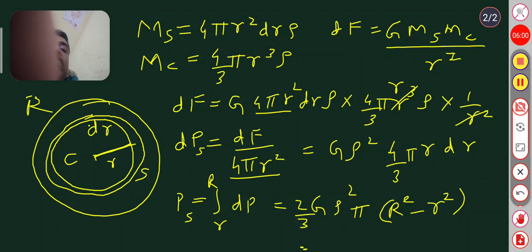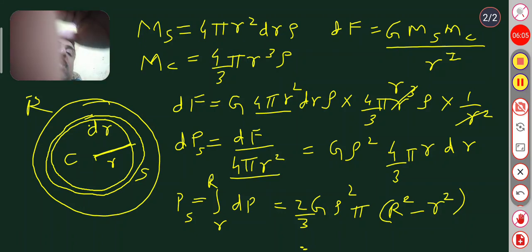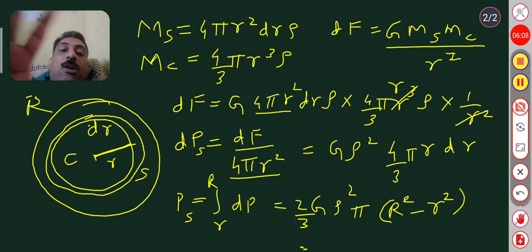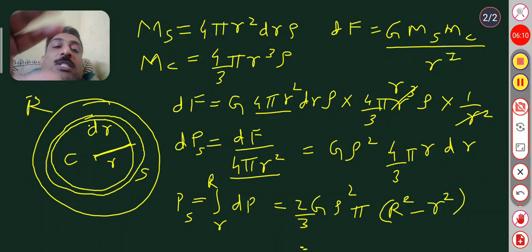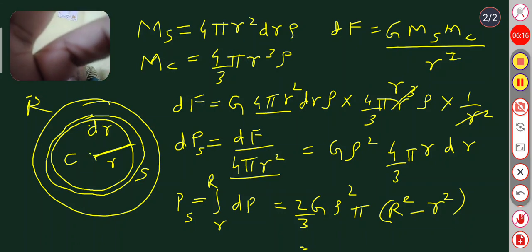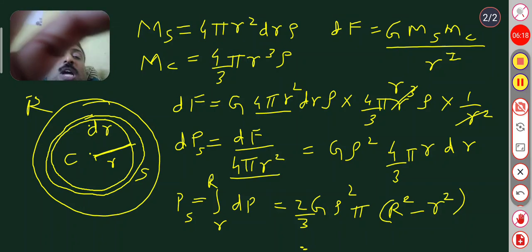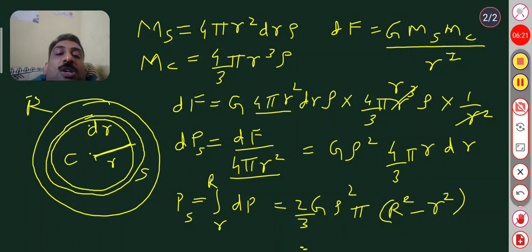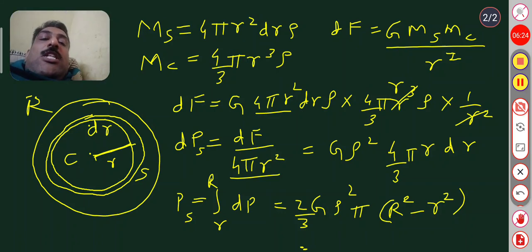This is the pressure acting on this shell due to this outer region at distance r. At distance r, where the shell was, the total pressure is because of so many shells being added, from small r distance to capital R distance. When you add all the spherical shells, you will get the pressure at distance r.